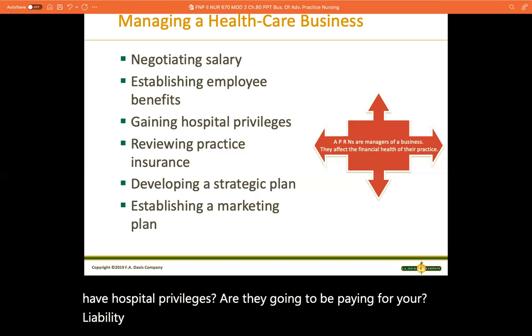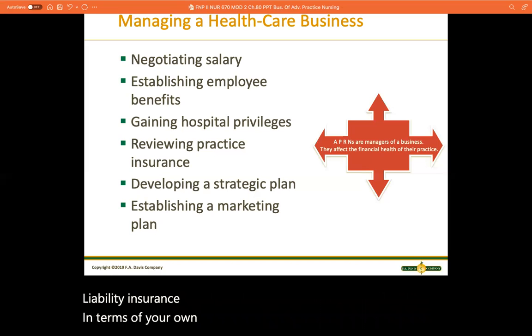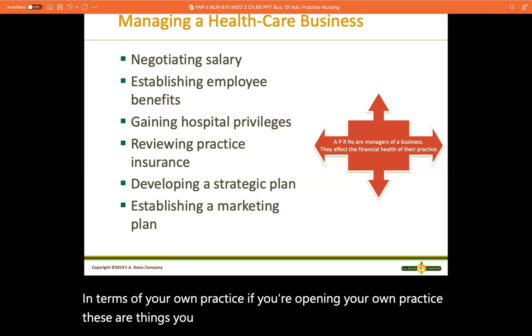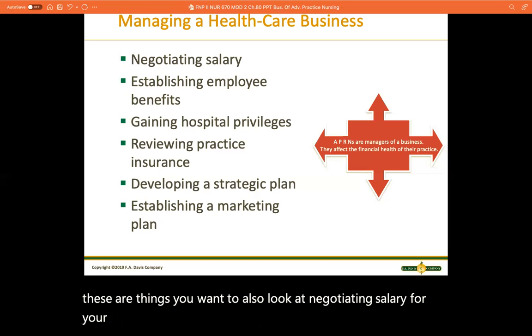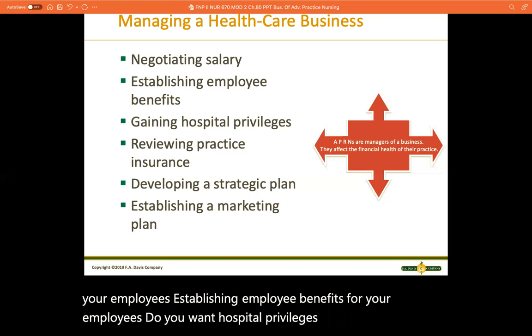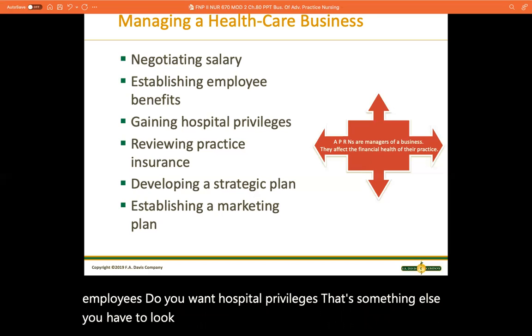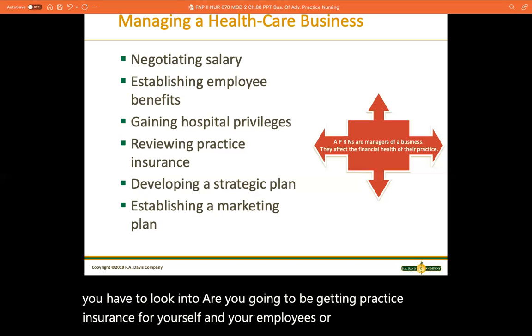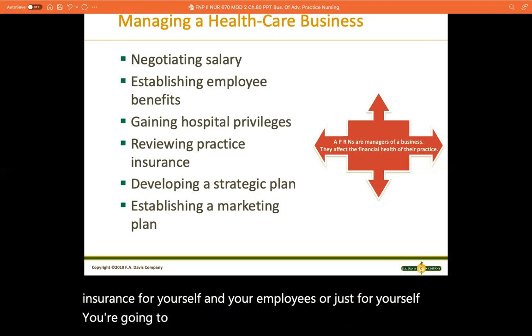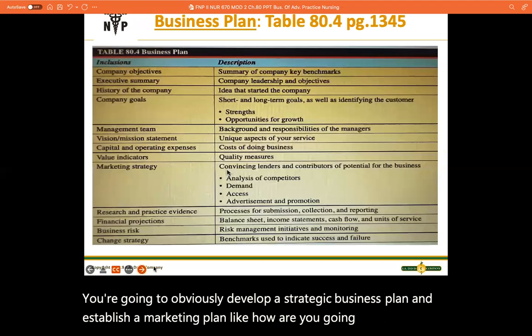And in terms of your own practice, if you're opening your own practice, these are things you want to also look at. Negotiating salary for your employees, establishing employee benefits for your employees. Do you want hospital privileges? That's something else you have to look into. Are you going to be getting practice insurance for yourself and your employees, or just for yourself? You're going to obviously develop a strategic business plan and establish a marketing plan. Like, how are you going to advertise for your business?